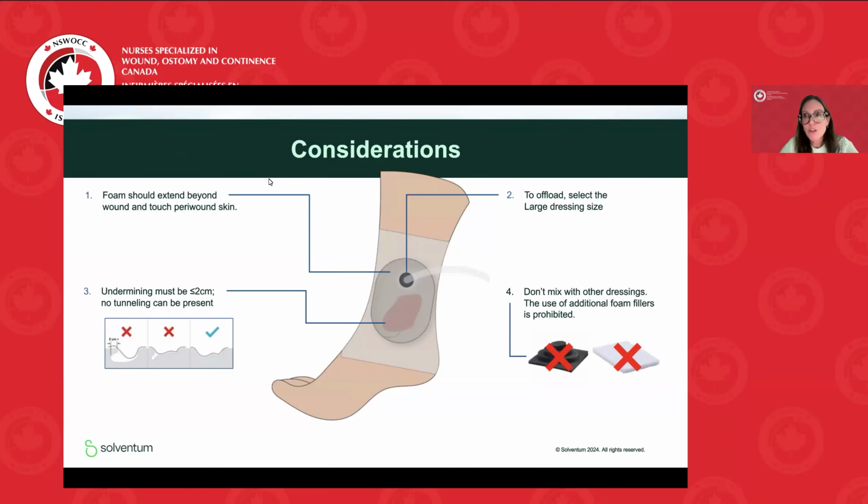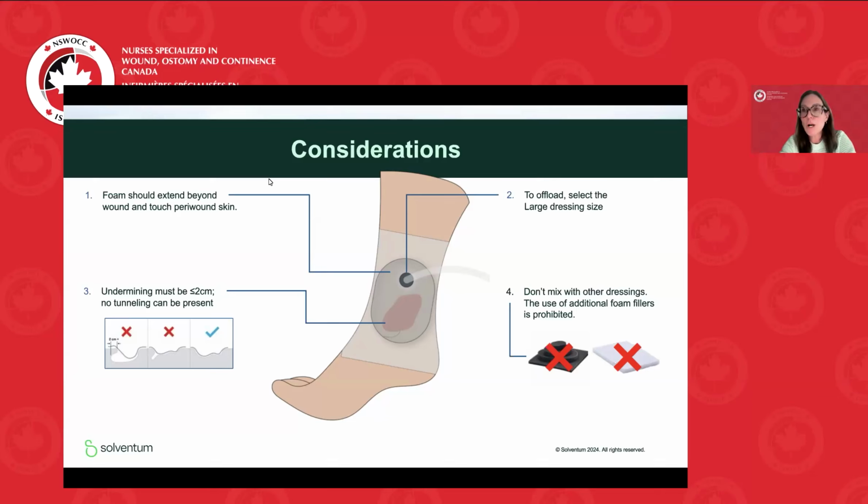With regard to this, another paradigm shift is that we actually want the foam to extend beyond the wound and to touch the peri-wound skin. The way that I can conceptualize this is, I don't know how many of you are familiar with positive bolstering, where when we did have some undermining or some tunneling, you protect the intact skin with drape and then you put the foam over that.